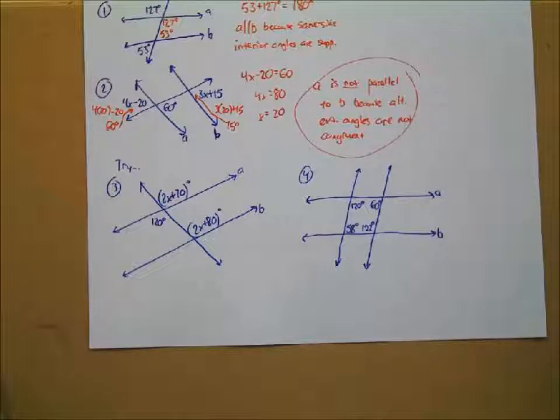Again, for number 4 there, think about which lines you're trying to show are parallel. Okay? You're not trying to show that all lines are parallel, you're just trying to show that A is parallel to B. Only trying to show that A is parallel to B. You don't really care about the other two that are there.